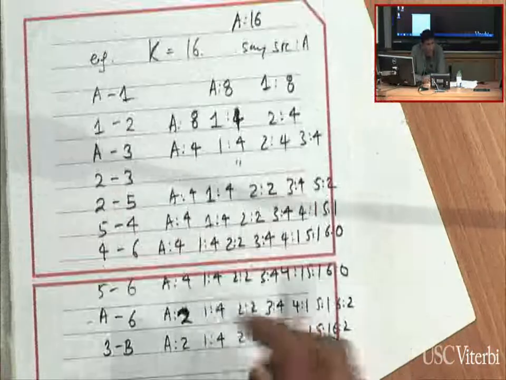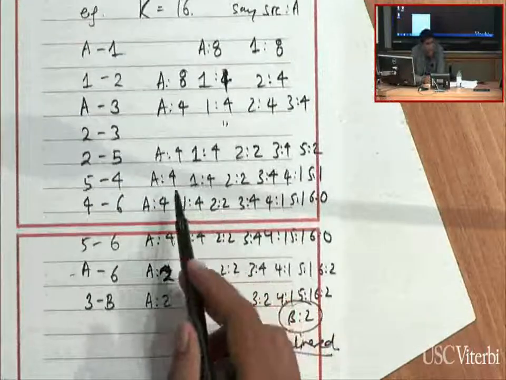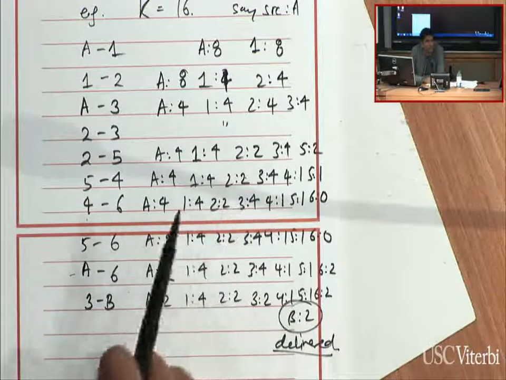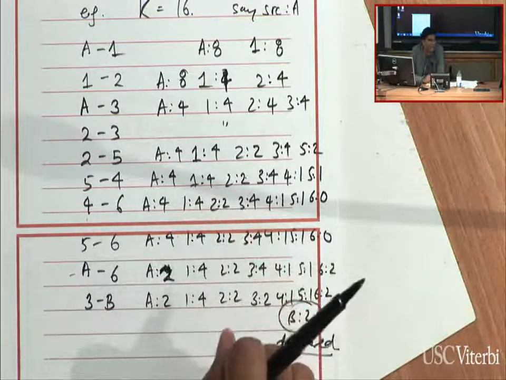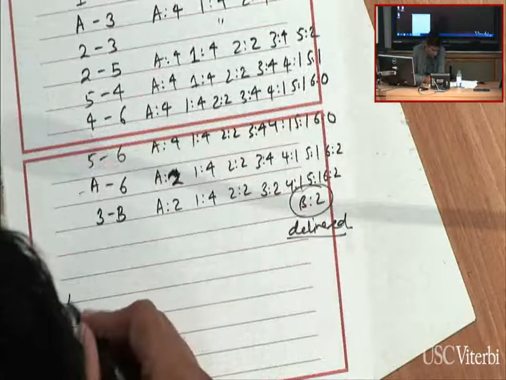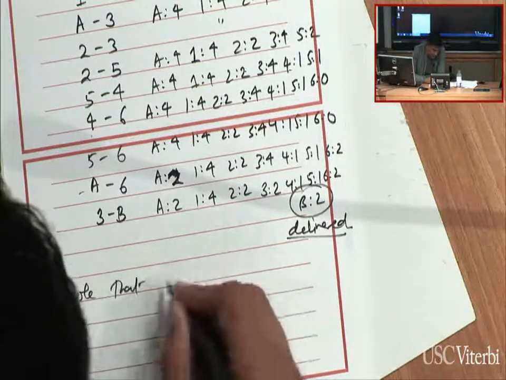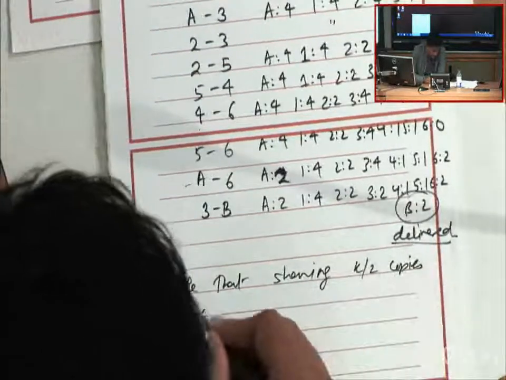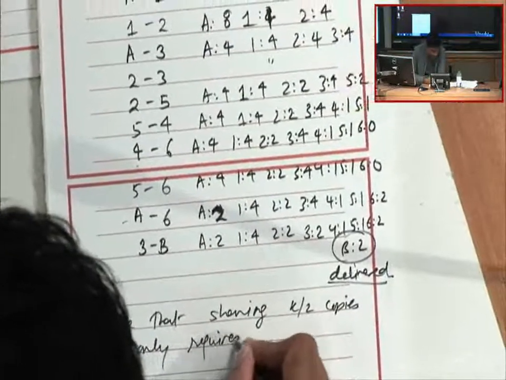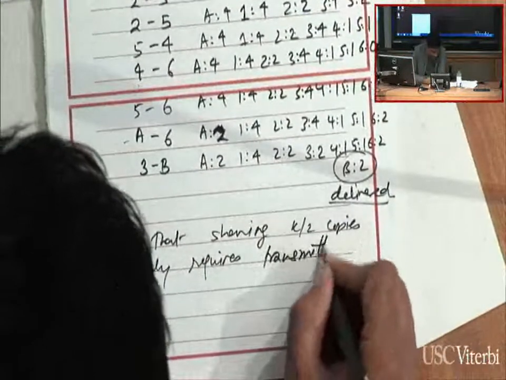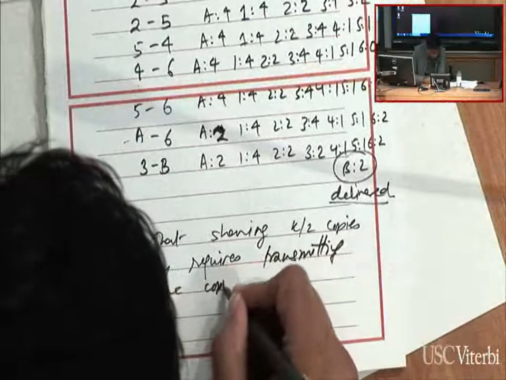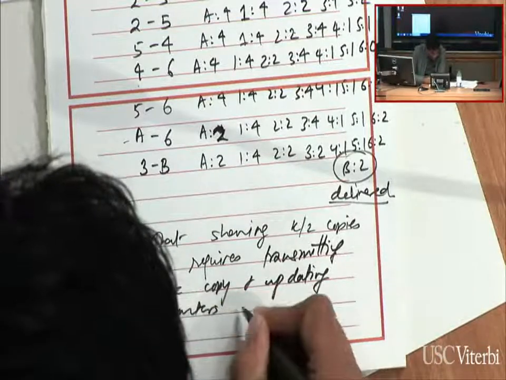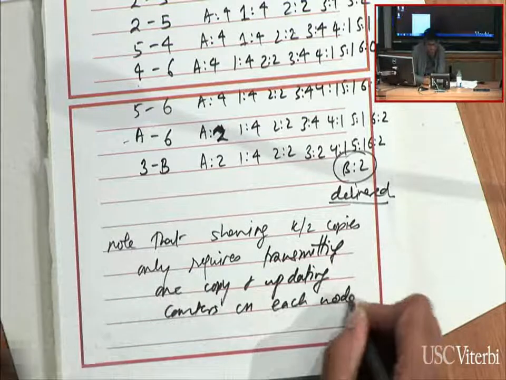Now, when I say it hands over 2 copies of the packet, we don't literally mean it does 2 transmissions. It just means it reduces its copy count by 2, gives the packet, and the other one's copy count increases by 2. So note that sharing K over 2 copies only requires transmitting 1 copy and updating counters. That's all it actually physically has to do.